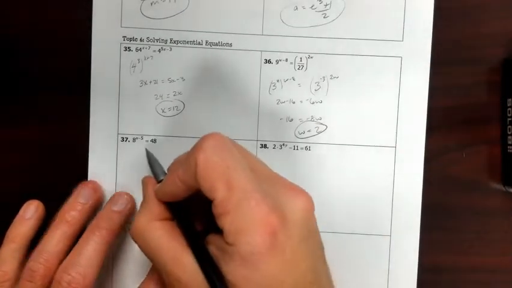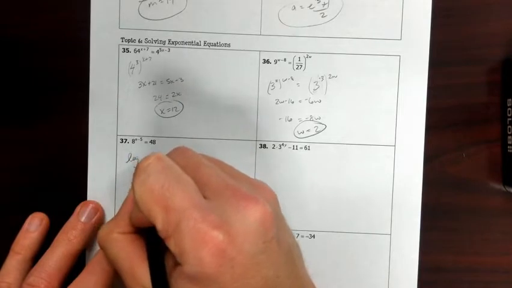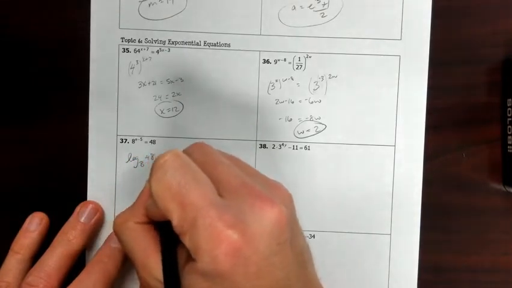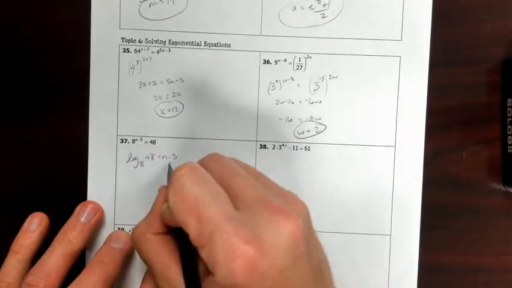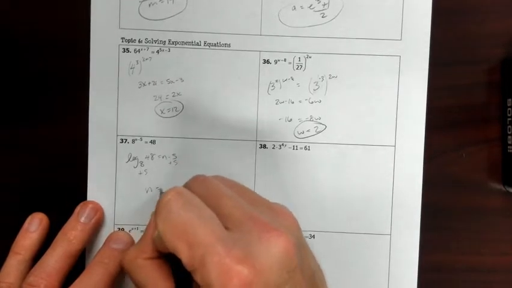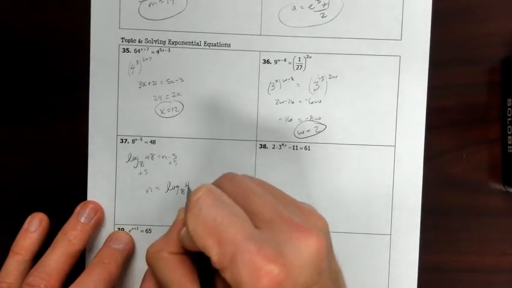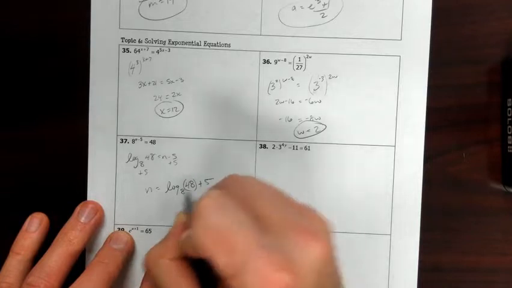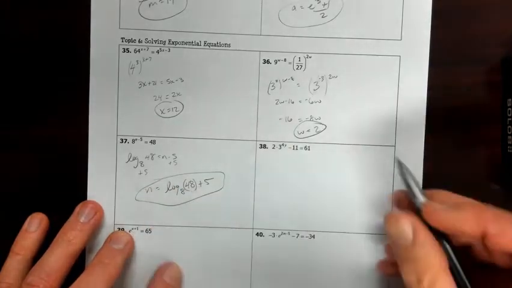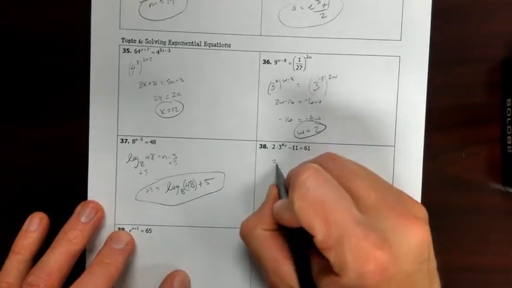Here we want to rewrite this. So we got the log base 8 of 48 equals n minus 5. So let's add 5. So n equals the log base 8 of 48 plus 5. Those are not like terms. Do not combine them. And here we've got 3.